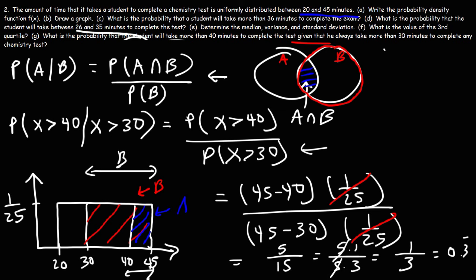So the probability that the student will take more than 40 minutes to complete the test, given that he always takes more than 30 minutes to complete any tests, that answer, which I'm going to write here, is, let's multiply this by 100, so that's going to be 33.3%, with the 3 repeating.